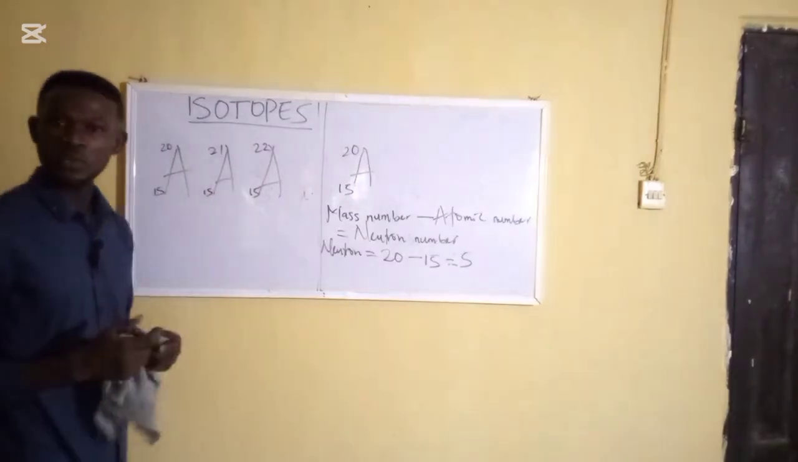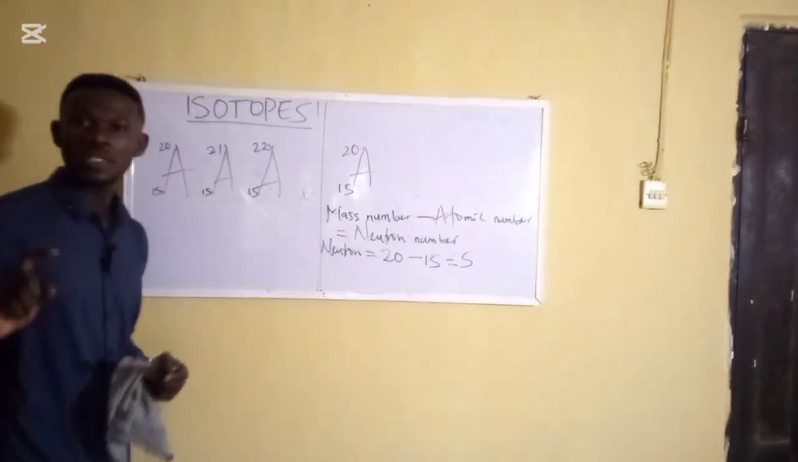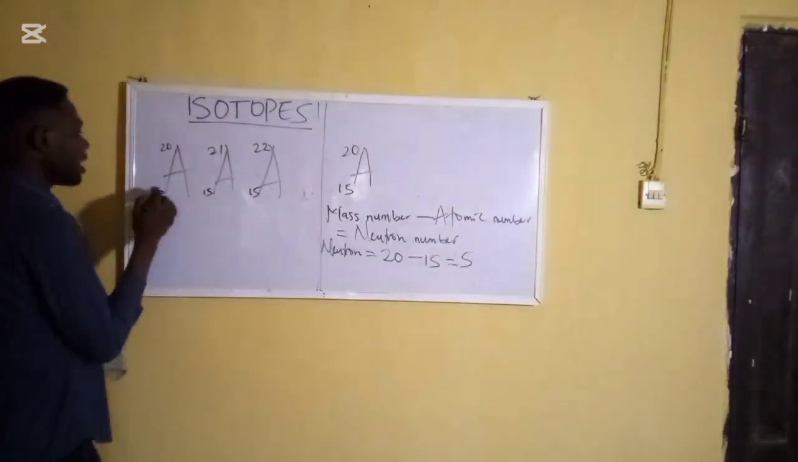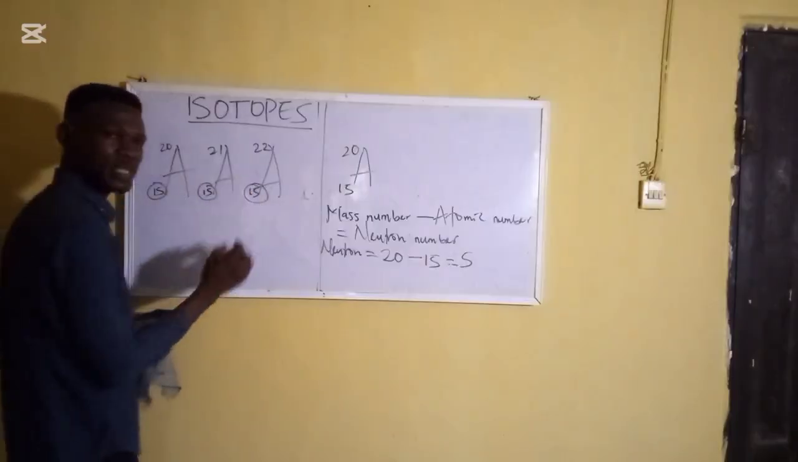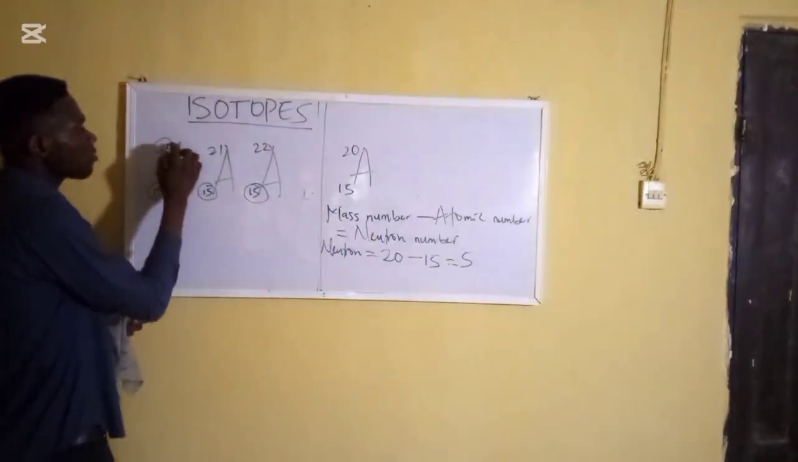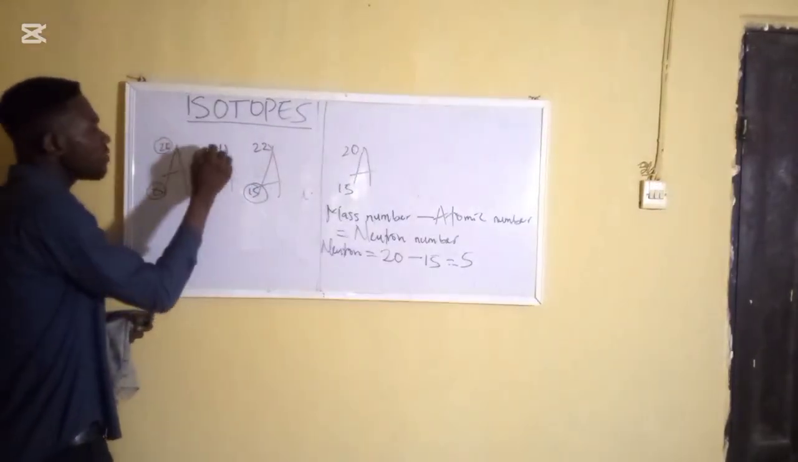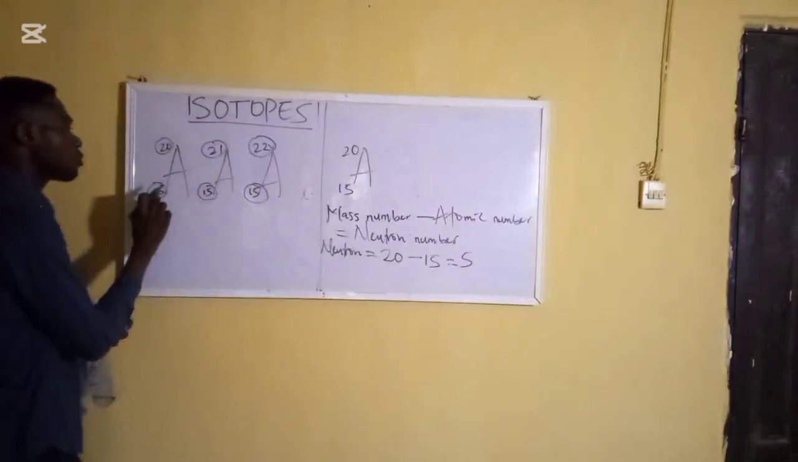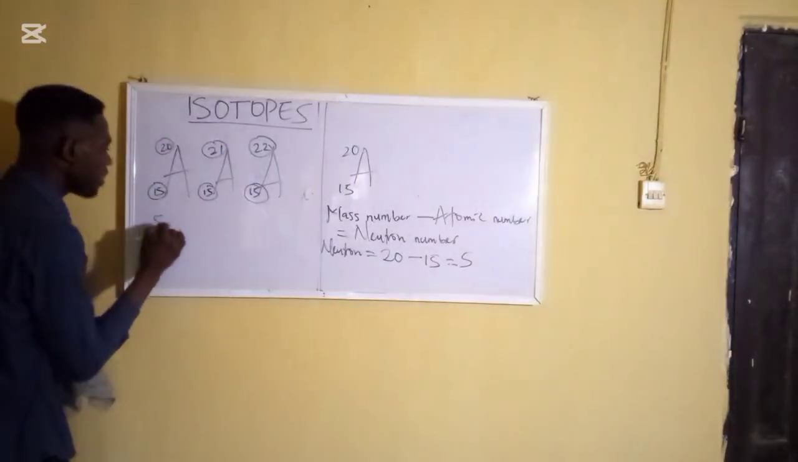Isotopes of A. Now, what's the difference? The difference between isotopes is their neutron number, because you can see that the atomic numbers are all the same, but the neutron numbers will differ because of the difference in their mass numbers. When you subtract this from this, you'll have 5 neutrons.